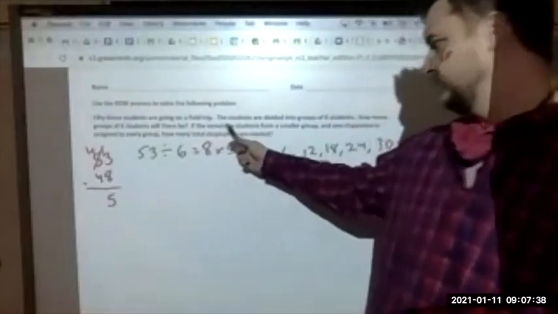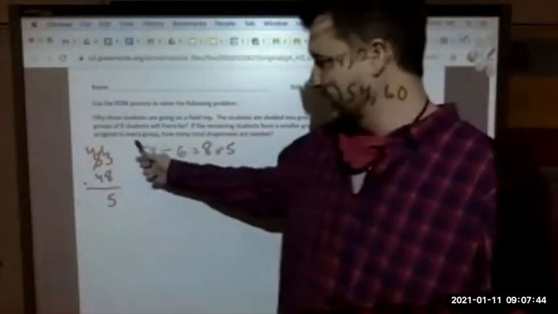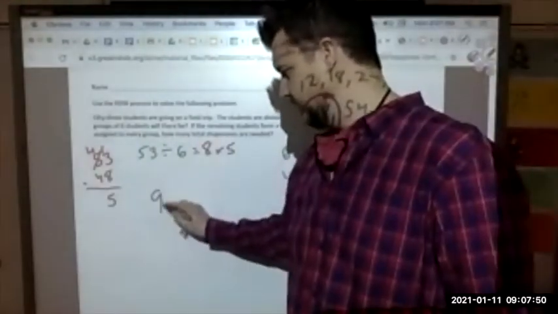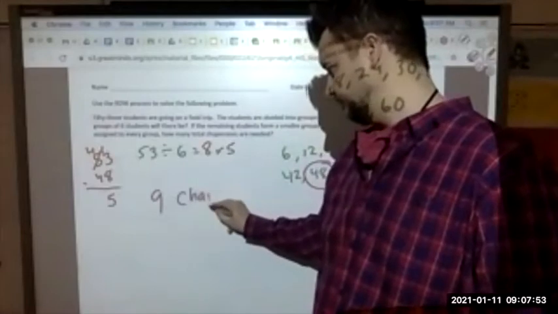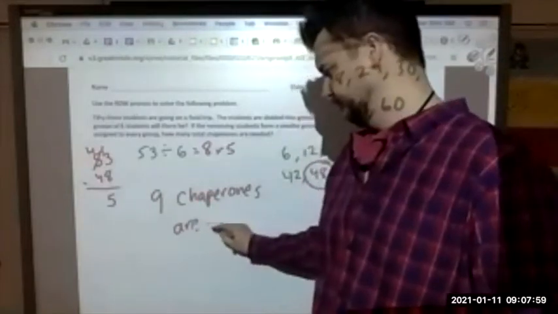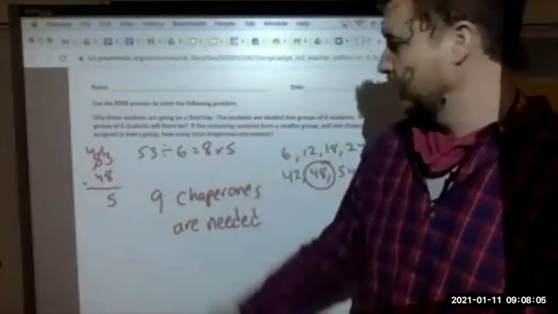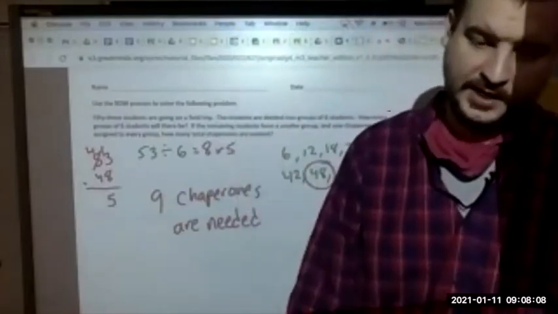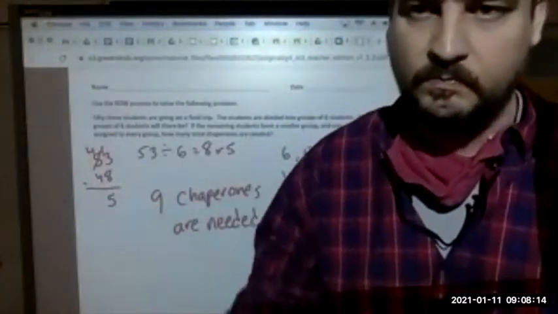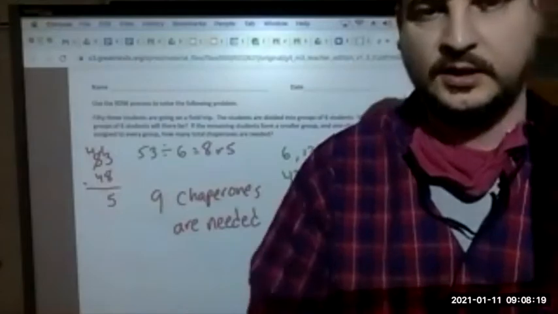So the question says, if the remaining students form a smaller group, a group of 5, and 1 chaperone is assigned to every group, how many total chaperones are needed? The correct answer is 9 chaperones are needed. Because we have 8 complete groups of 6, but then there's 1 group of 5. So hopefully you figured that out. We're going to be working on the next set of problems, which is problem set 15 next.